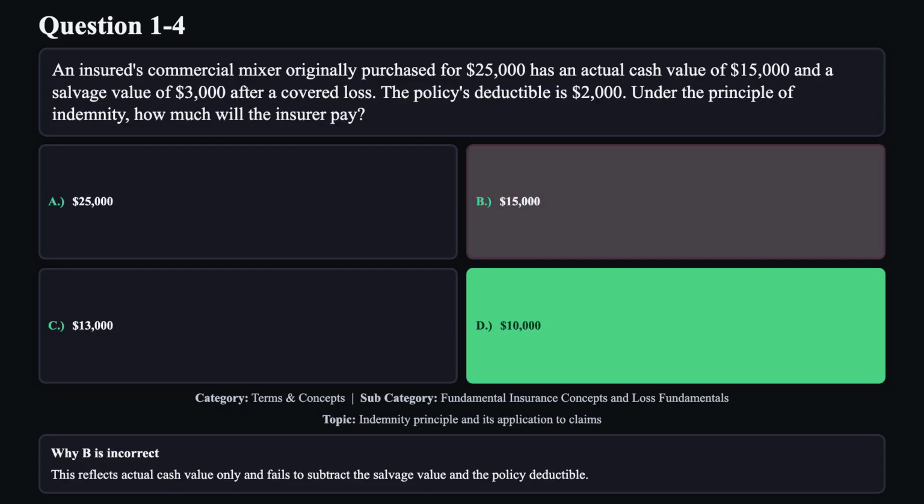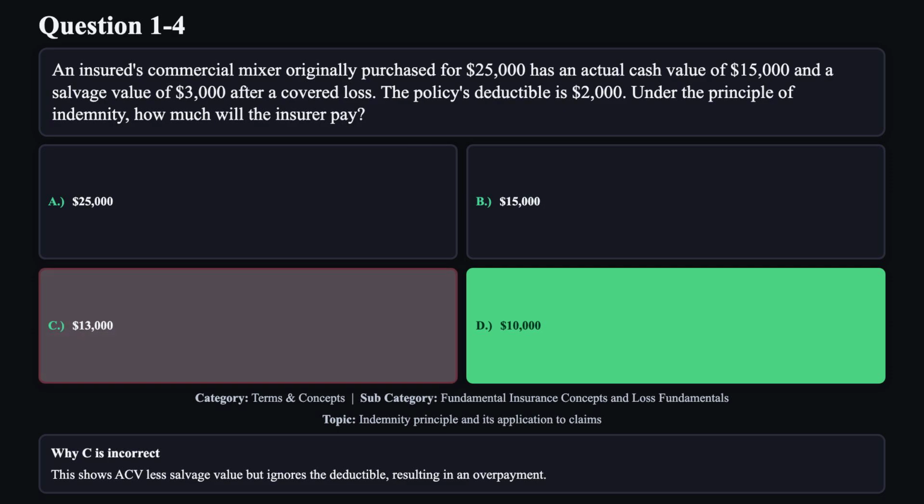Reason B is not correct. This reflects actual cash value only and fails to subtract the salvage value and the policy deductible. Reason C is not correct. This shows ACV less salvage value but ignores the deductible, resulting in an overpayment.